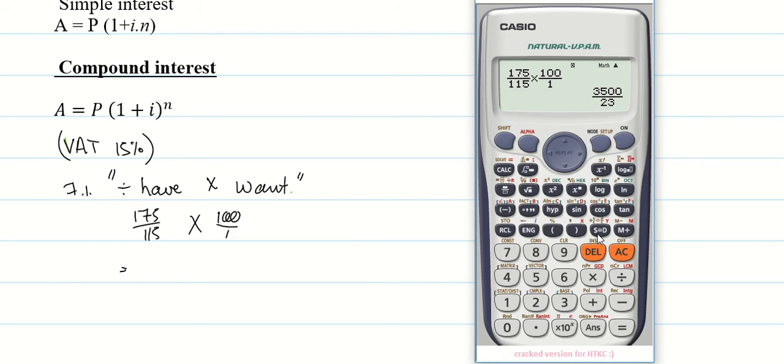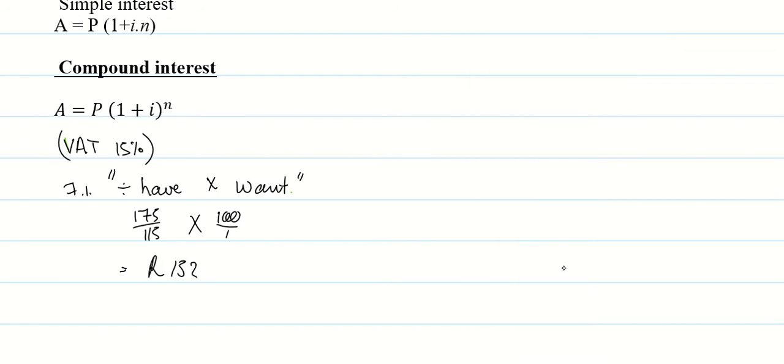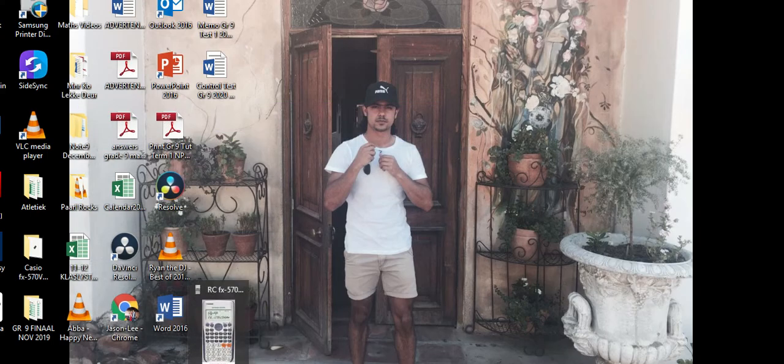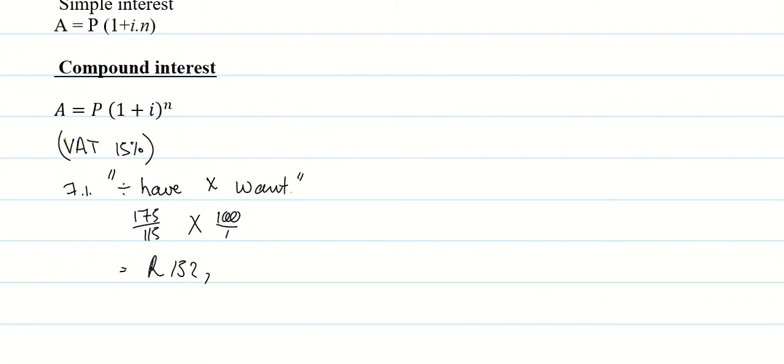Because we're working with money, if I ask you, give me 3,500 divided by 23, you're going to look shocked and ask, how much is that? So we work it to decimal, and then our answer is 152 Rand. And they ask us to round off to the nearest 50 cents. It's 152.17, so 17 cents we can round off, so that will be just 152.00.